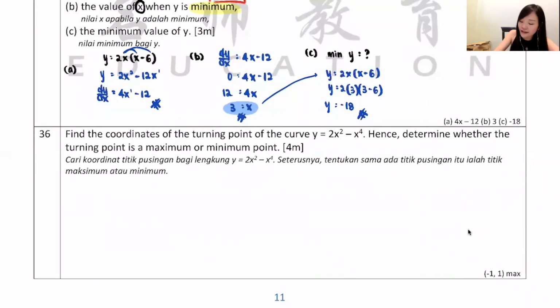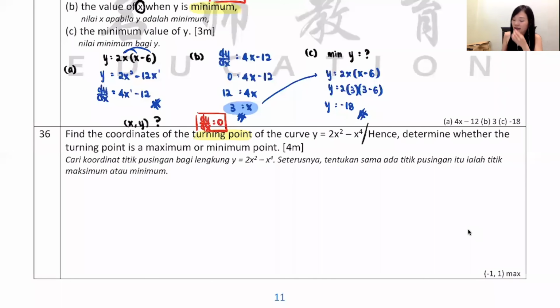Find the coordinate. I repeat, coordinate, that means x and y. Find the coordinate of the turning point for this curve. I repeat again, when I read the question, I saw the words turning point. So remember, when you see the words turning point, maximum point, stationary point, minimum point, you always remember the formula, which is dy dx equals to 0.